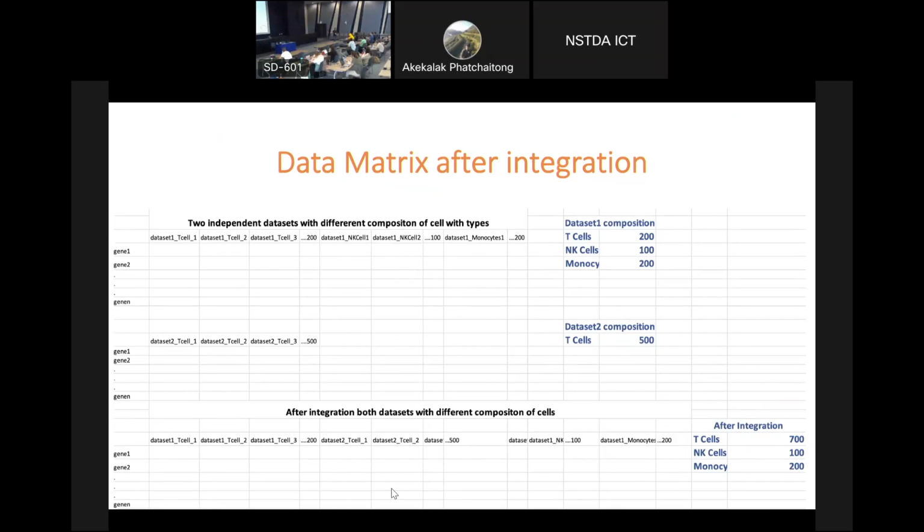But after integration, you can merge them. But how do you merge them? You have gene 1, data set 1, T cell 1, all the way to 200. And now you have data set 2, T cell 1 here. So it's at the same level now. So they can be utilized together for analysis. They are no longer separate. And that's thanks to these integration tools.